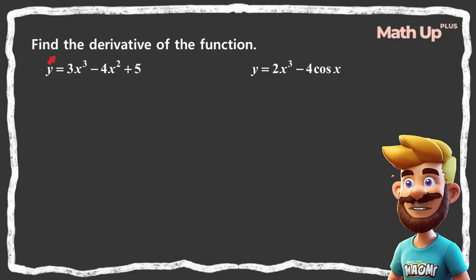The question is to find the derivative of the function. For the first function here, we have 3 terms. Then what we have to do is find the derivative of each term. Okay? So the derivative of y, dy over dx, or we can just write y prime, that is equal to... if a constant is multiplied, leave that alone.